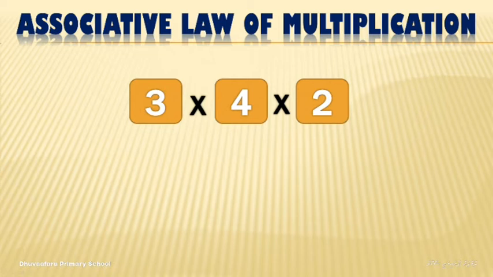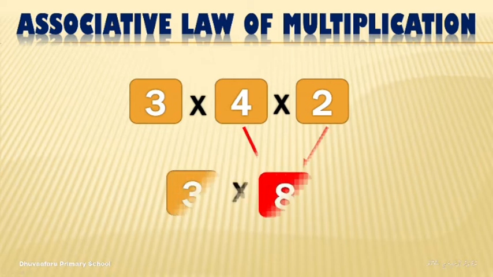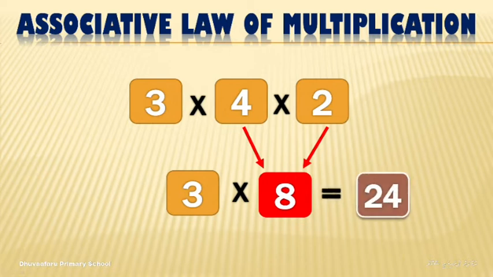I want to start by multiplying 4 and 2. This gives us 8. Now we have 8 times 3. What is 8 times 3? The product is 24. Yes, good job.